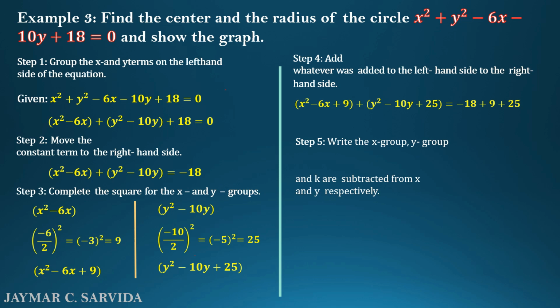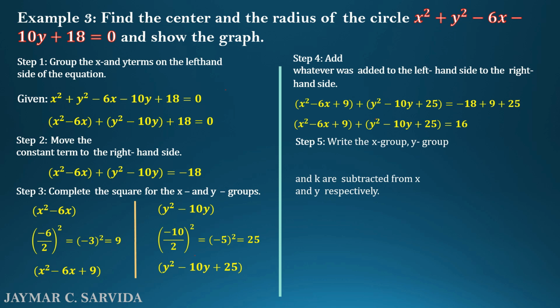Okay? The next is simplify. So, i-add natin itong negative 18 plus 9 plus 25 and that will become positive 16. So, the equation now is quantity of x squared minus 6x plus 9 plus quantity of y squared minus 10y plus 25 equals 16. Then, gagawin natin siyang perfect square lahat. Okay? And then, gagawin natin perfect square ito.